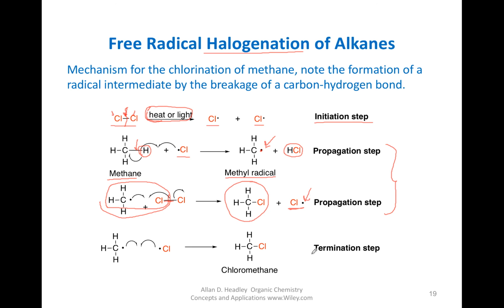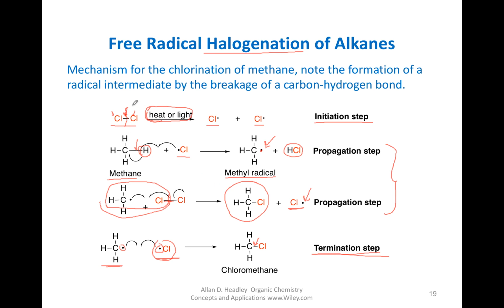In the termination step, the radicals react together to form a neutral molecule. We have here the methyl radical, very reactive. We also have a Cl dot radical present. They combine to form this bond. Remember, there are two electrons in a single bond. So we have one electron from the methyl radical and one electron from the chlorine radical, forming this bond. That's called the termination step. So this is the mechanism for the chlorination of methane.